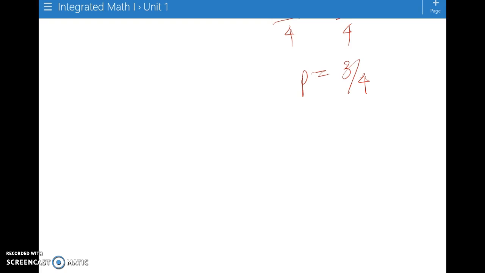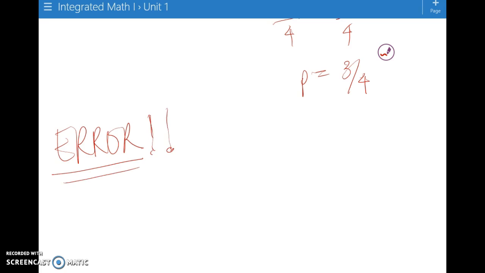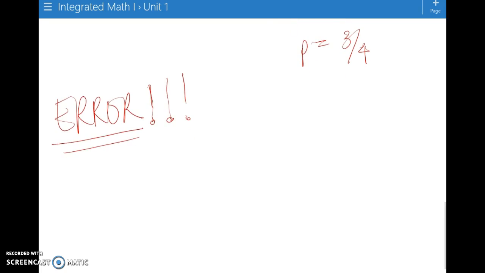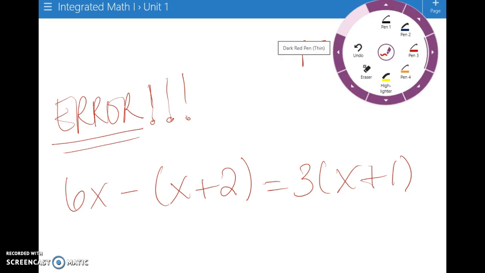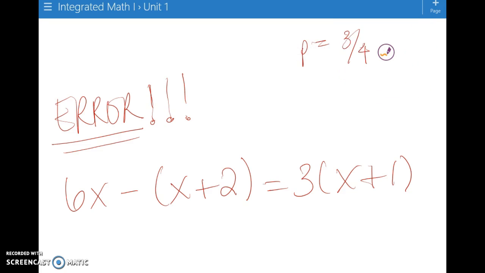The last thing I want to show you is a common error that people make. So a common mistake. Watch carefully. Make sure this is not you. All right, check out this one. 6x minus x plus 2 equals 3 times x plus 1. Alright, it looks complicated, but we'll take it step by step. First thing you want to do is go through and distribute, right? So I should distribute this 6x, right? Because it's right there. It's in front of the parenthesis.